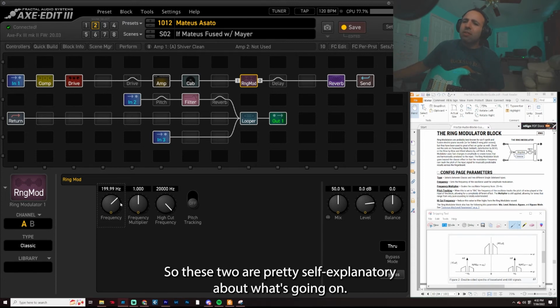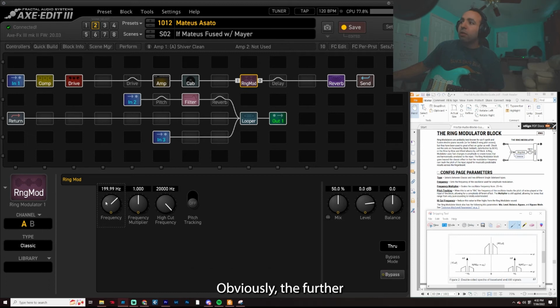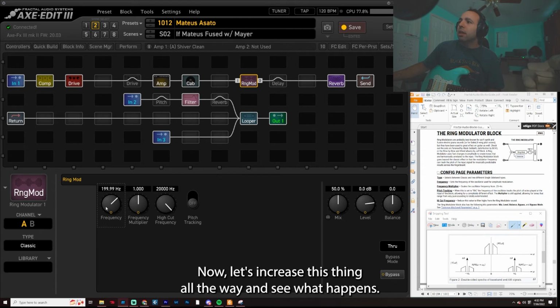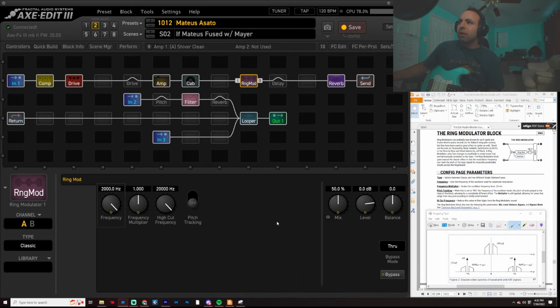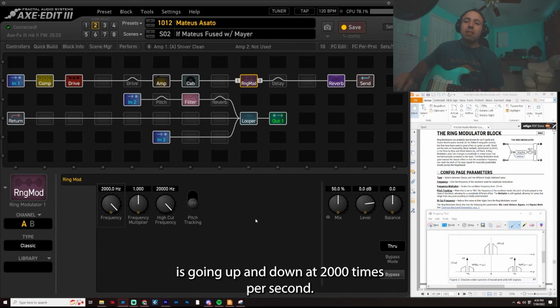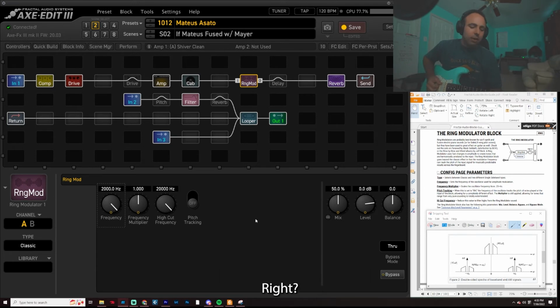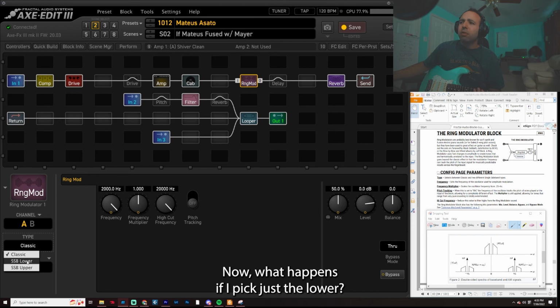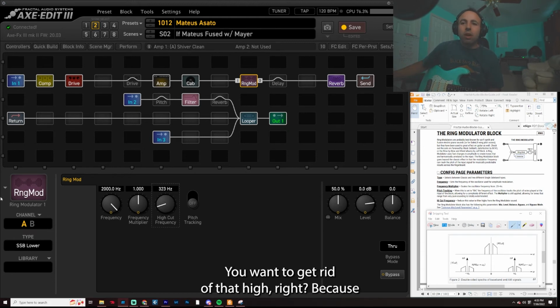So these two are pretty self-explanatory about what's going on. Obviously, the further the frequency goes up, the further it diverges away from the main signal. Now let's increase this thing all the way and see what happens. The max is 2,000, so that means the amplitude is going up and down at 2,000 times per second, right? And under the classic type, you're getting both the high and the low. Now what happens if I pick just the lower? We want to get rid of that high, right?